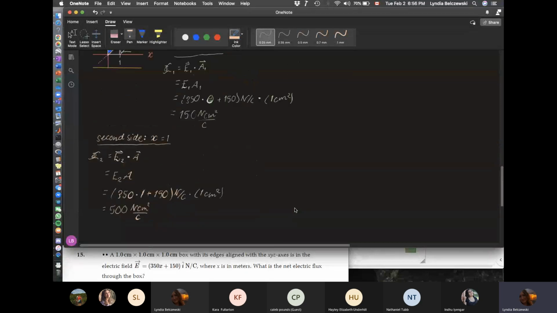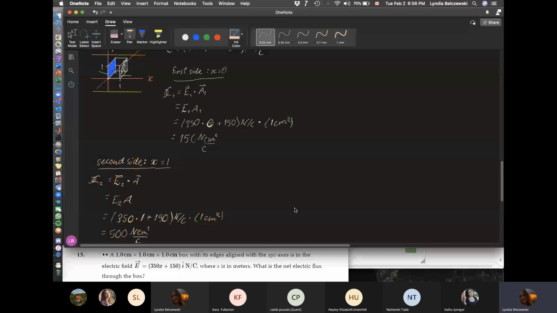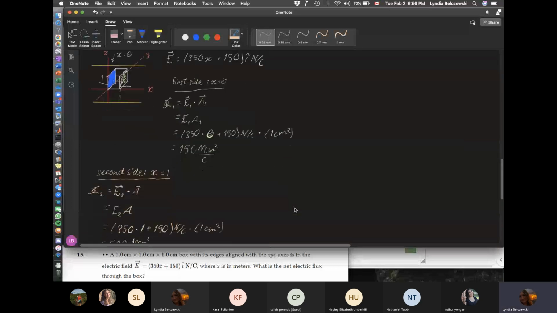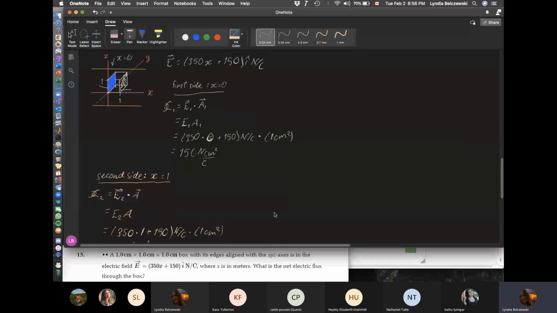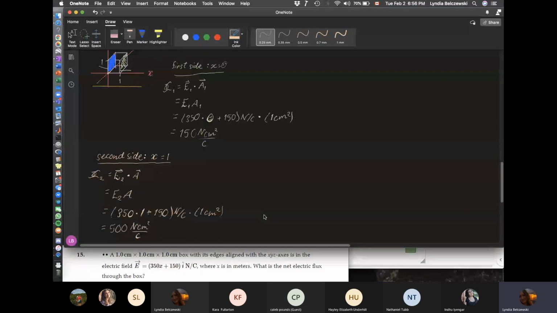And a way you can think about it is it's like 150 Newton centimeters squared per coulomb. That's the flux going into the box, but 500 Newton centimeters squared per coulomb comes out of the box. And so overall, there's a difference in flux of 350 Newton centimeters squared per coulomb. Out minus in. Yes, exactly.